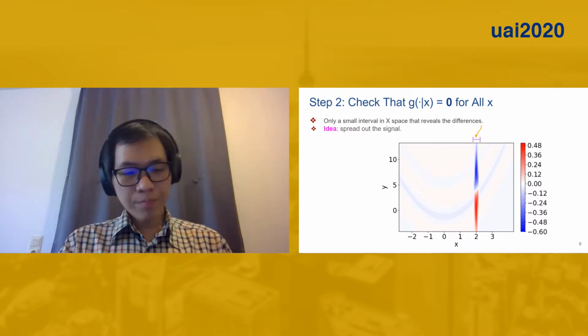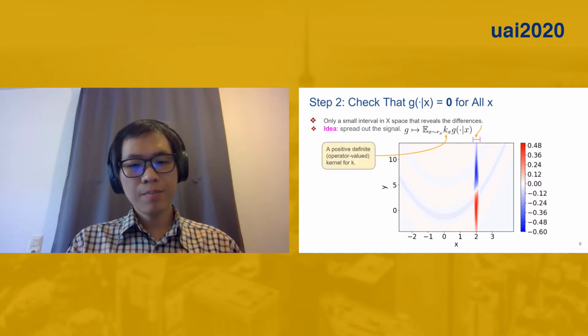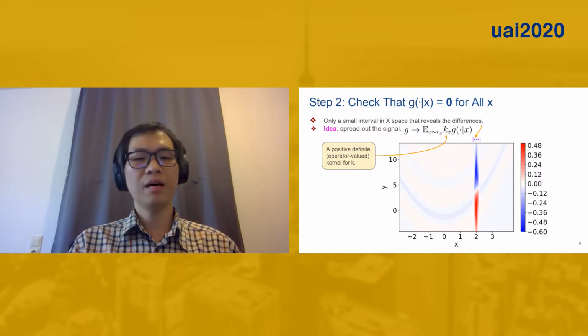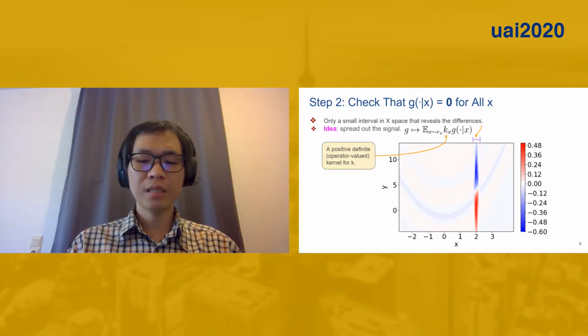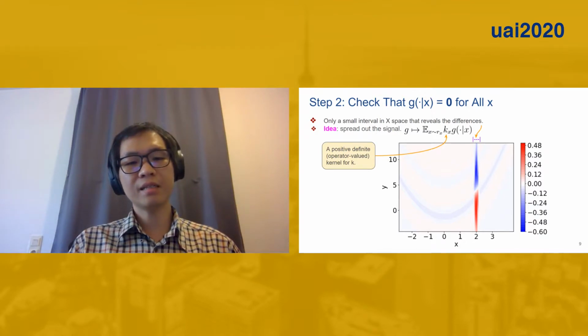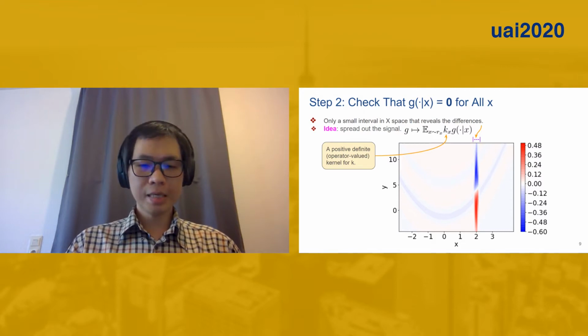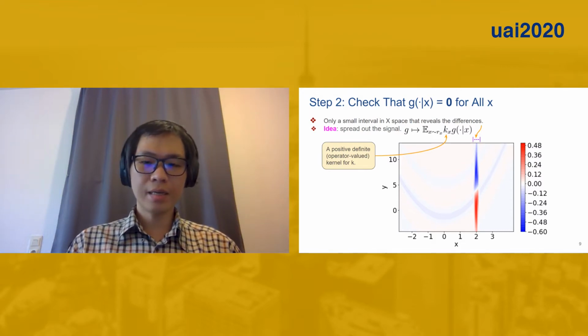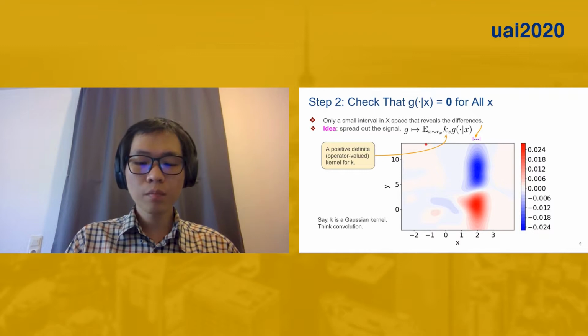So our idea is to spread out the signal, okay? So we take g, small g, and multiply it with another kernel, k(x). This is another kernel on x now, a positive definite kernel. And then we take the expectation with respect to x. If you can't imagine what this is, then imagine that k is a Gaussian kernel. Just think convolution, okay? We take the original small g, do this operation, then we get a new function, still a function of x and y, but it's kind of broader, right? Because we do the convolution.